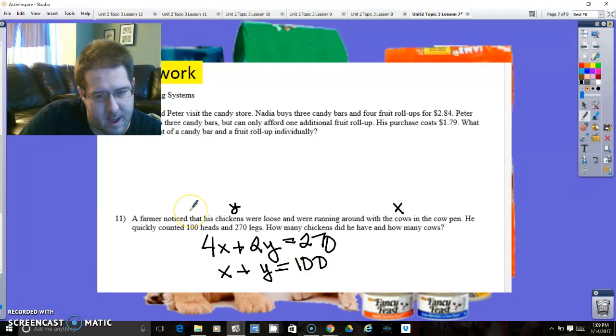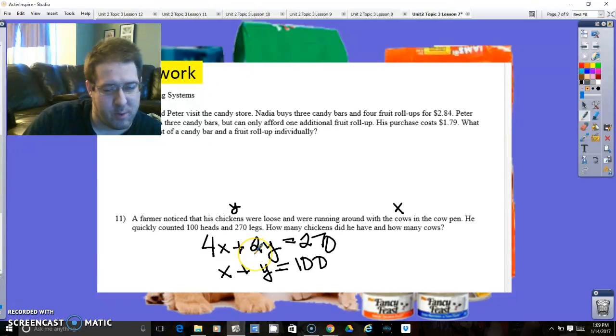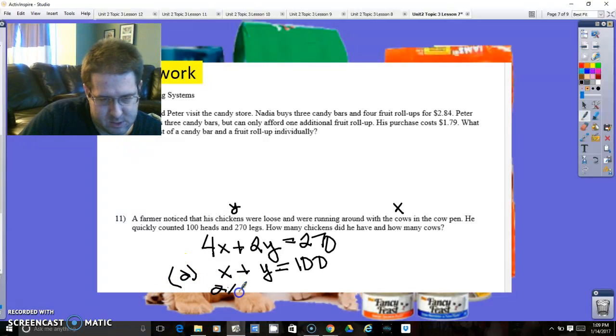All right, I could do substitution method here. I could solve for either X or Y, then substitute into the other equation. Or I can use elimination method again. So I'm going to do elimination method. I'm going to multiply the bottom line by 2. And that's going to make this 2X and 2Y equals 200. And that crosses this off.